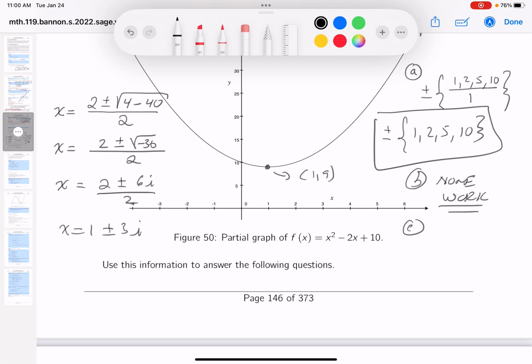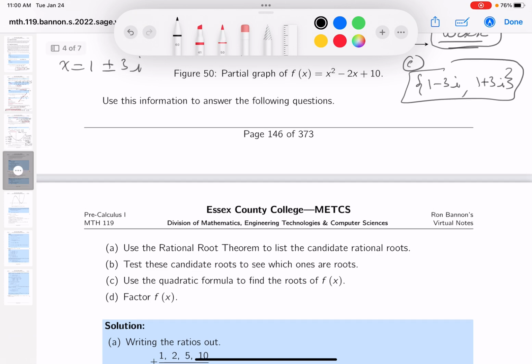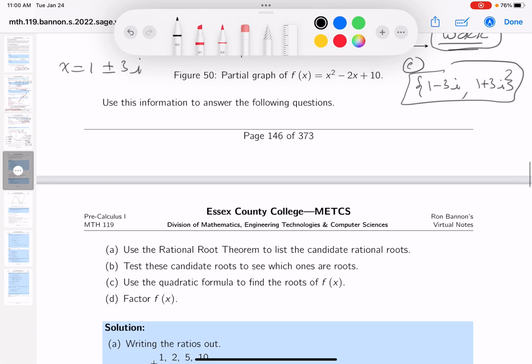Let me write that down for you. We found the roots. I'll put them in list form. I'll put down 1 minus 3i. The other one is going to be 1 plus 3i. I want to encourage you to look at the answer keys to make sure you're getting the answers. Oh yeah, factor it. I think I can factor it now. This is going to be letter D, by the way. So f of x factored, relatively simple. It's going to be x minus each root. X minus (1 plus 3i), and then x minus (1 minus 3i).